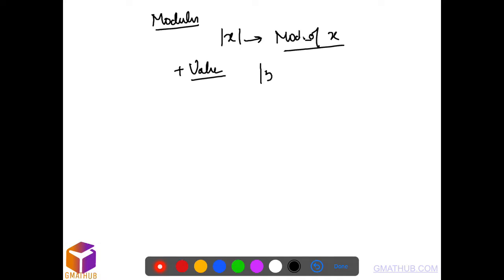So for example, mod of 5 is also 5, mod of negative 5 is also 5. Okay, it's just the positive value. That's why the name absolute values.